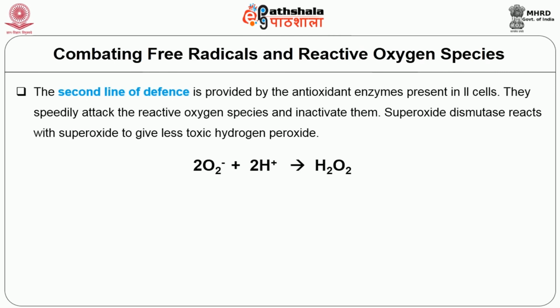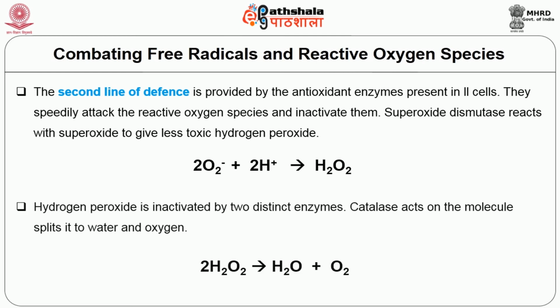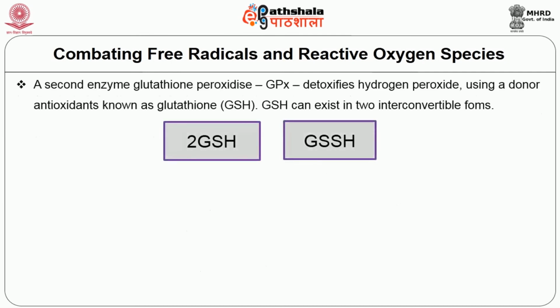The second line of defense is provided by the antioxidant enzymes present in the cells. They speedily attack the reactive oxygen species and inactivate them. Superoxide dismutase reacts with superoxide to give less toxic hydrogen peroxide as follows. Hydrogen peroxide is inactivated by two distinct enzymes. Catalase acts on the molecule and splits it into water and oxygen as follows. And a second enzyme, glutathione peroxidase, detoxifies hydrogen peroxide using a donor antioxidant such as glutathione.